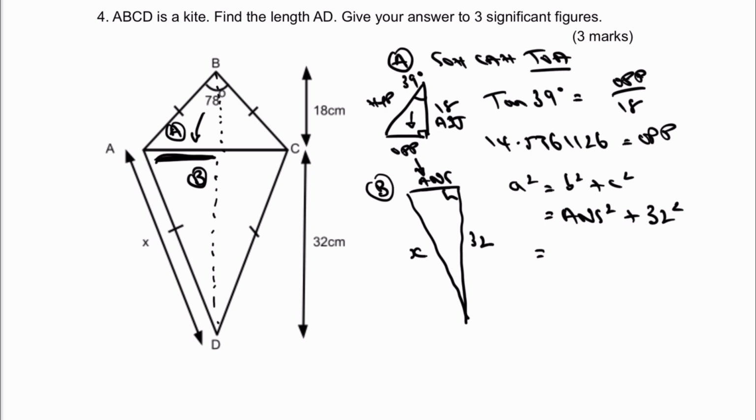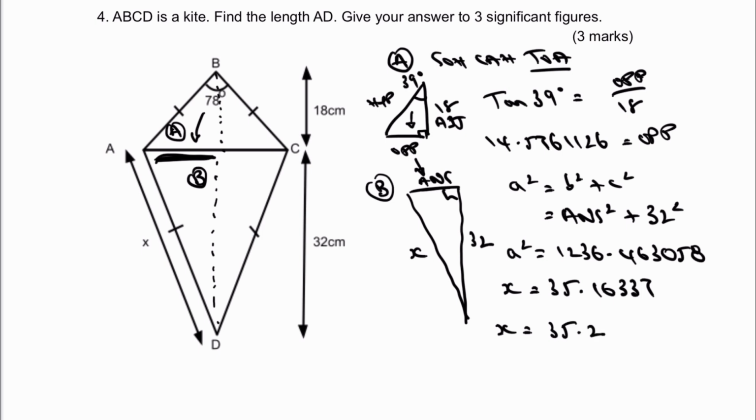Pop that into a calculator, and again I get this horrible 1,236.463058. Okay, having a look at my particular question, it says give the answer to 3 significant figures. Oh, I need to square root it rather. So if I square root it, I get x equals 35.16337, and to 3 significant figures that means the actual answer would be 35.2 centimeters, and that's 3 SF.